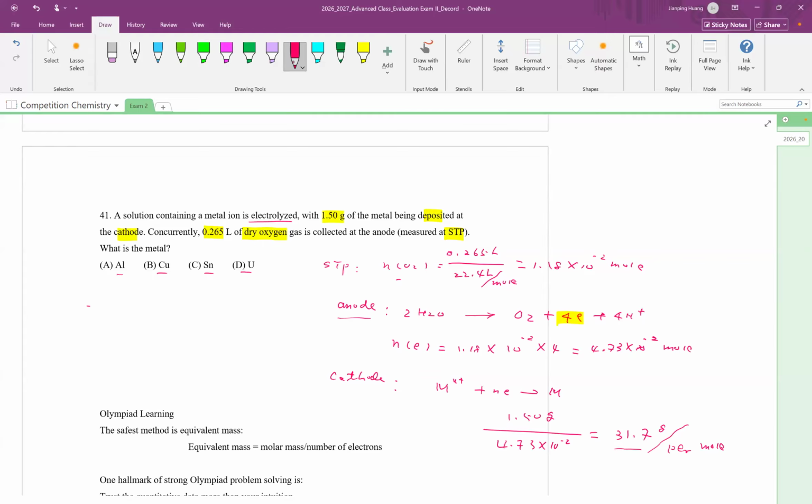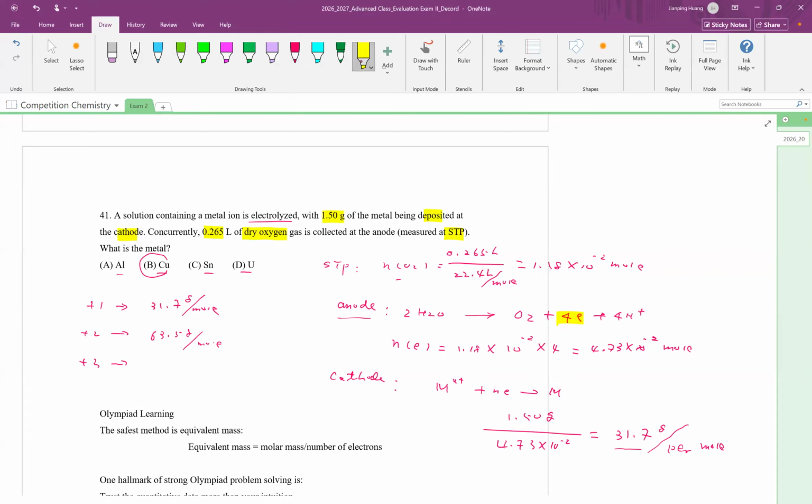Now, if the charge is plus 1, you should get 31.7 grams per mole. There is no such option. If plus 2, you multiply by 2, and you should get 63.4 grams per mole. There is that one. If plus 3, the answer should be this. Okay, got it. Very nice.